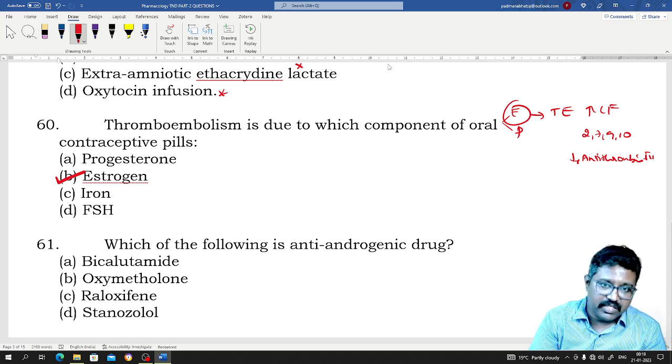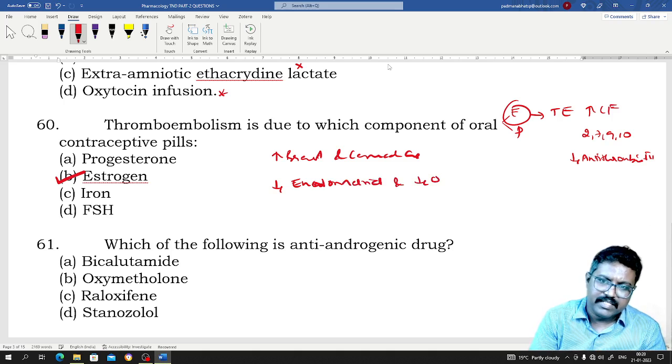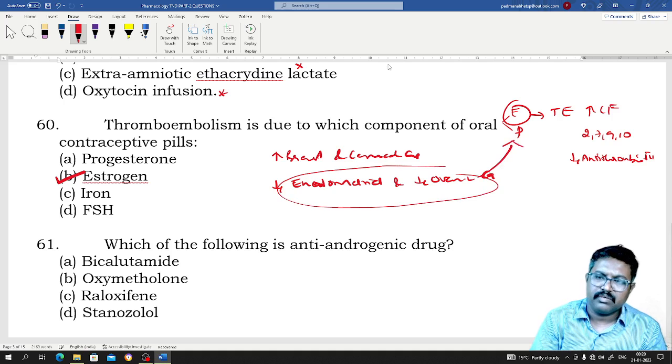But with OCP pills, there will be an increased risk of breast and cervical CA, but decreased risk of endometrial CA, as well as a decrease in ovarian CA. Mainly it can be attributed to the progesterone.